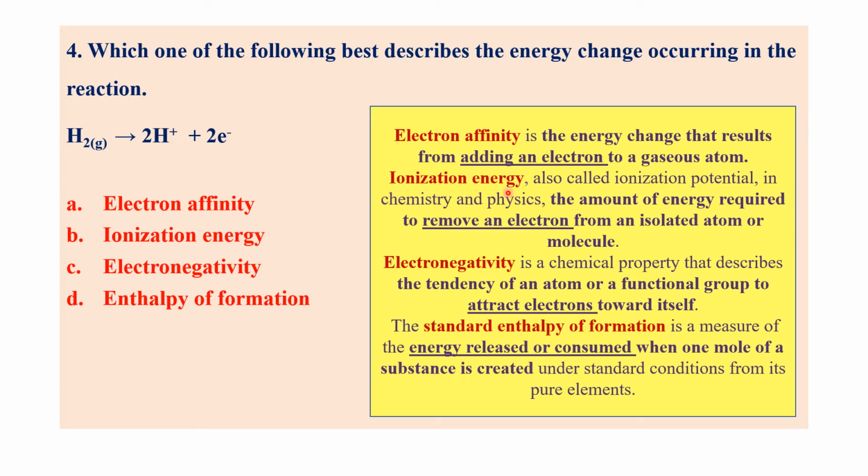Ionization energy, also known as ionization potential, is the amount of energy required to remove an electron. So here the electron is removed, so the answer is ionization energy. The other terms are also given, electronegativity and standard enthalpy of formation, but the answer is clear, ionization energy is the answer because it is the energy required for the removal of an electron. So the answer is B.